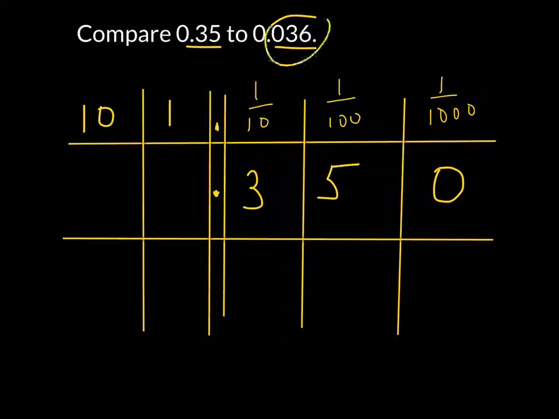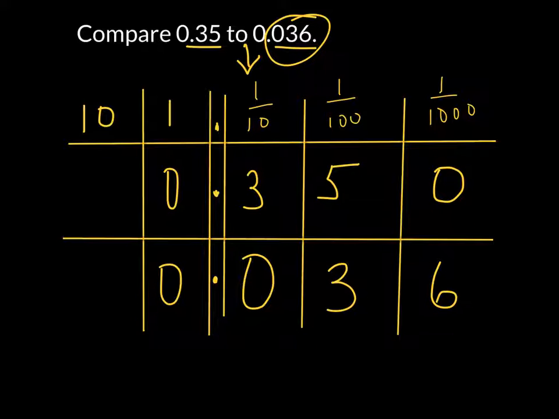Let's go over to the second number, 36 thousandths. I'm going to start at the decimal again. I have a 0 in the tenths place. I have a 3 in the hundredths place and a 6 in the thousandths place. So when I look at my place value chart, I'm going to start at the greatest place, which is the tenths place for these two numbers. I should have put the zeros here.